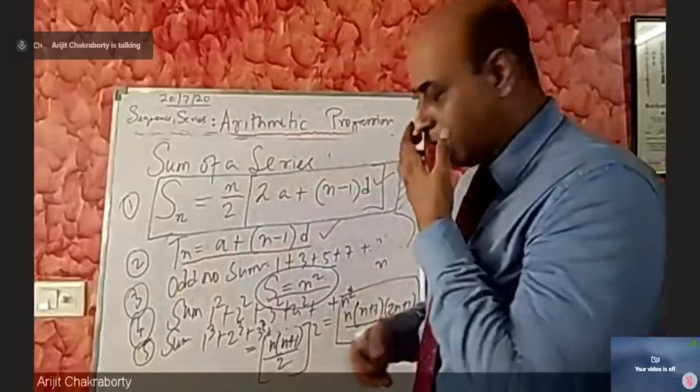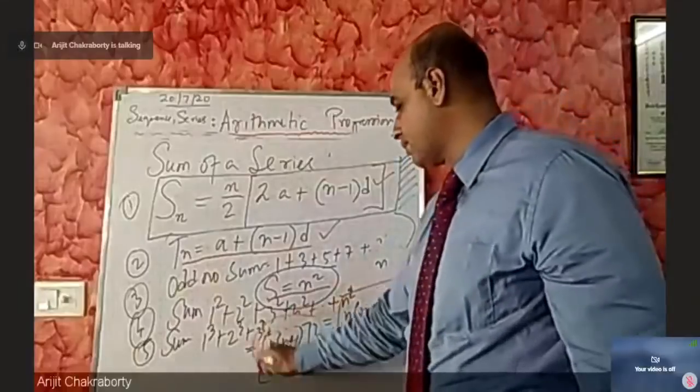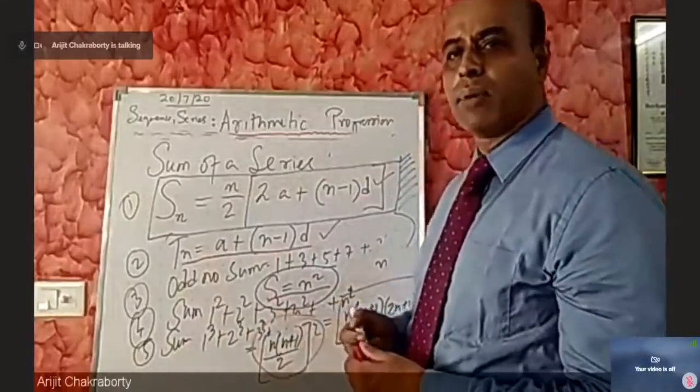N into n plus 1 by 2 whole square. So please remember this as well. This is the last formula. N into n plus 1 by 2 whole square.